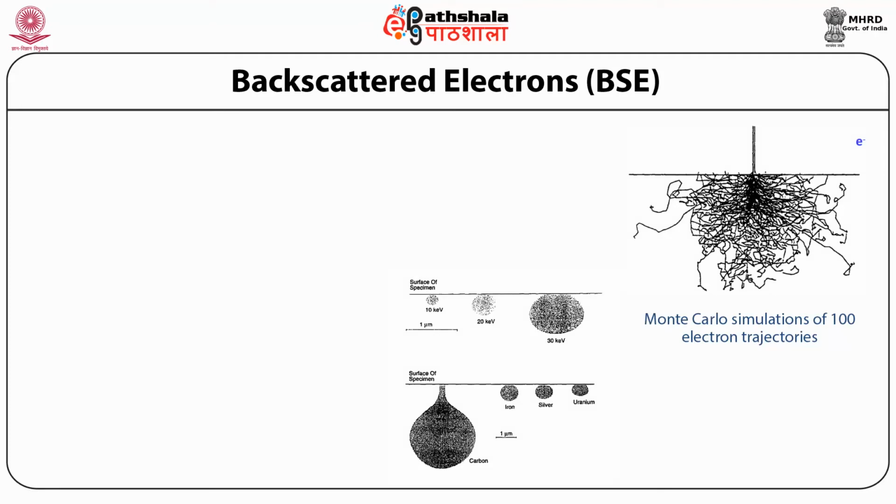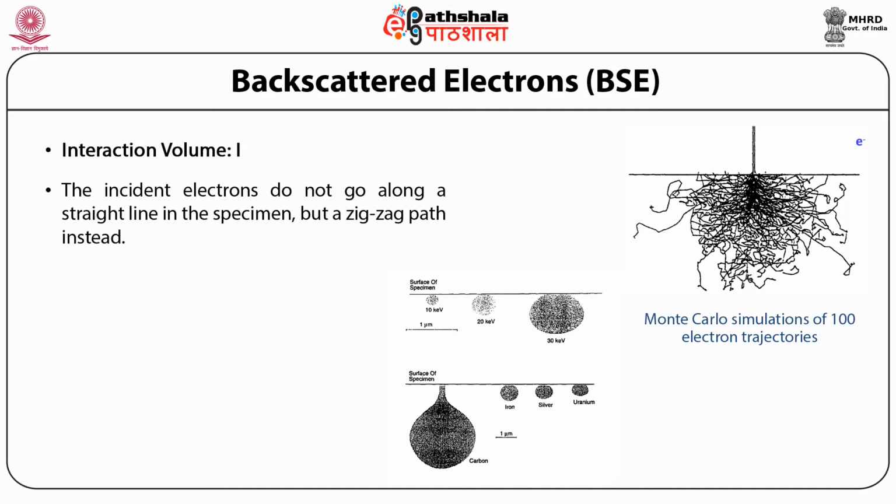Let us now discuss the two types of interaction volume, that is interaction volume first and interaction volume second. On the left hand side, the figure schematically represents the interaction volume first, which shows the Monte Carlo simulations of 100 electron trajectories, where the incident electrons do not go along a straight line, but go in a zigzag pattern inside the specimen.